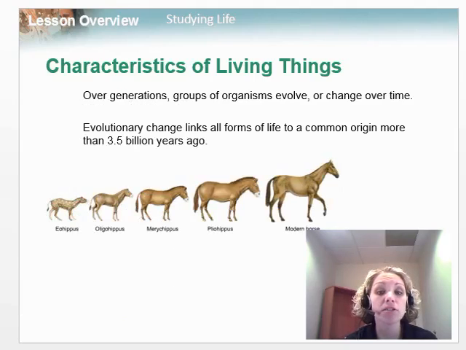All living things also evolve. Over generations, groups of organisms evolve, which just means that they change over time. Evolutionary change links all forms of life to a common origin, more than 3.5 billion years ago. So most scientists agree with the idea that all the life on Earth is related to one another.